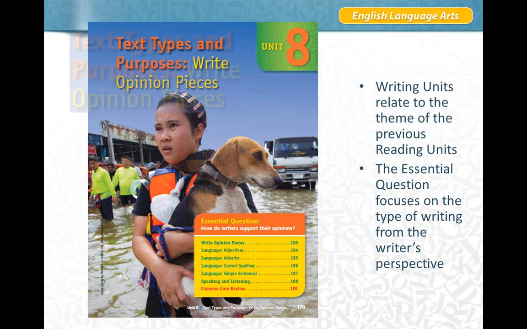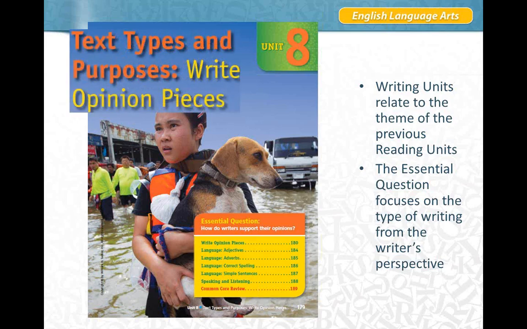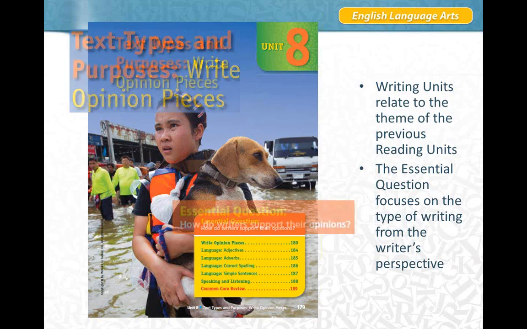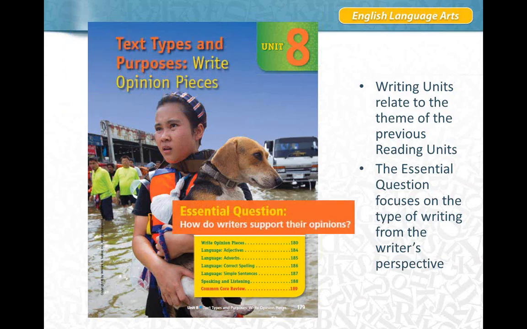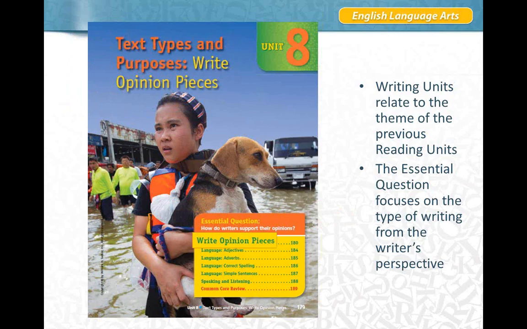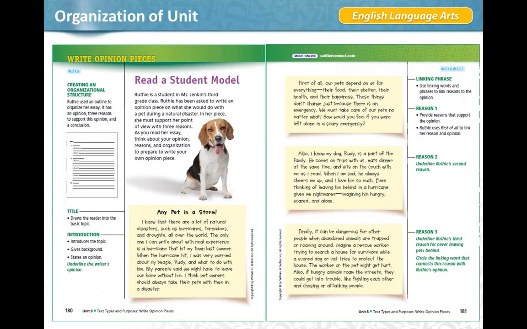So here is the opinion piece. We start off with the type of text. It's opinions, and the type of purposes. So we want to get our thoughts across. We have an essential question: How do writers support their opinions? We cover the little mini table of contents here with the writing piece, opinion piece. We have the language skills we're going to cover, the speaking and listening skill, and the Common Core review.